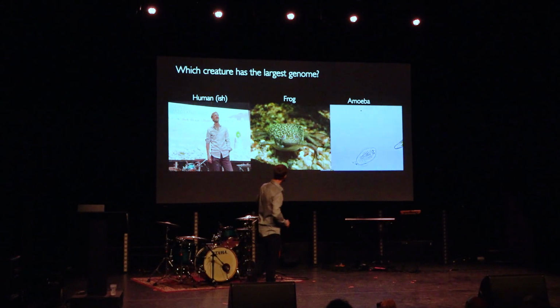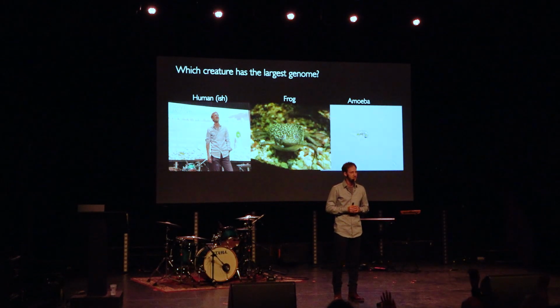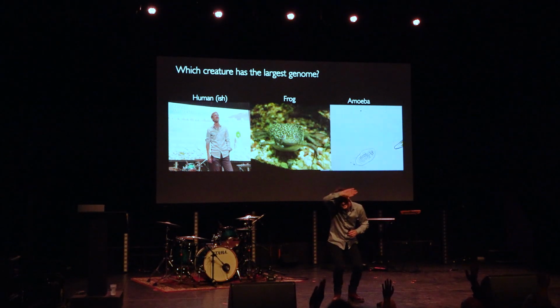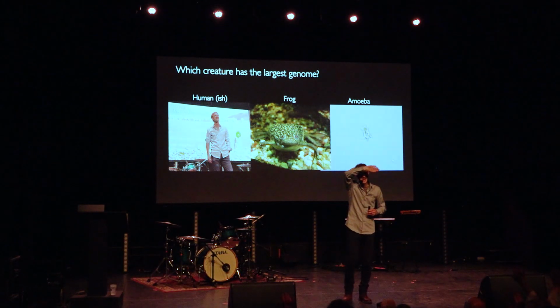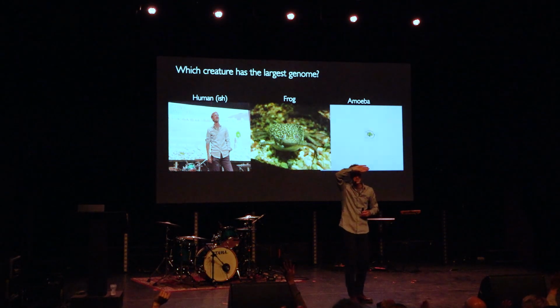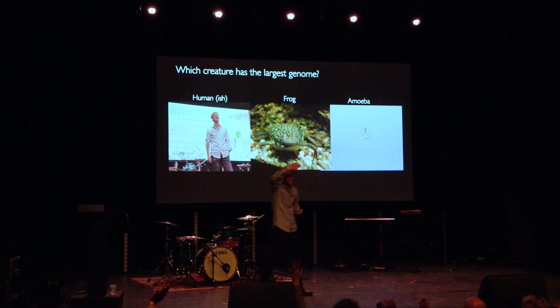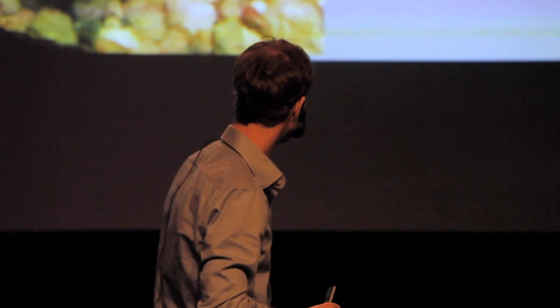But okay, so we've got these three organisms, and I want to see a raise of hand or vote. So who thinks the human has the biggest genome? Okay. Who thinks the frog has the biggest genome? Oh, well, okay. Who thinks the amoeba has the biggest genome? It's quite evenly split, actually. Pretty interesting. There are a lot of votes for the amoeba as well, for the single-celled organism, which is funny.